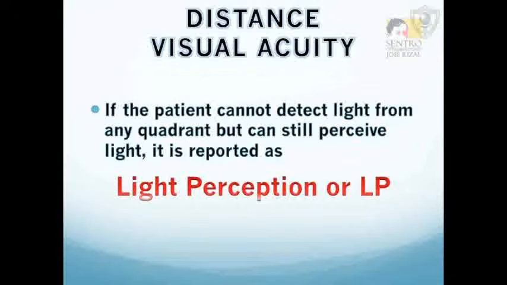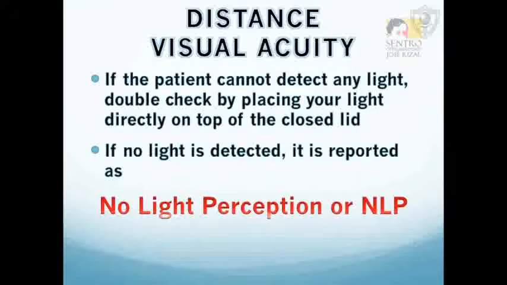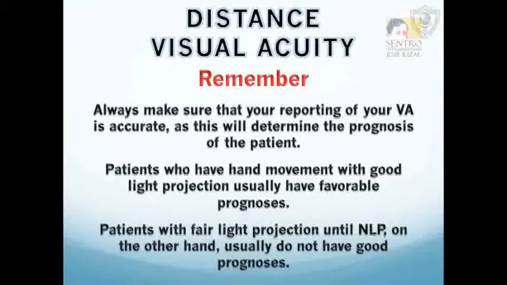If the patient cannot detect light from any quadrant but can still perceive it, it is reported as light perception, or LP. If the patient cannot detect any light, double-check by placing your light directly on top of the closed lid. If no light is perceived, it is reported as no light perception, or NLP. Remember, always make sure that your reporting of your VA is accurate, as this will determine the prognosis of the patient. Patients who have hand movement with good light projection usually have favorable prognoses. Patients with fair light projection until NLP, on the other hand, usually do not have good prognoses.